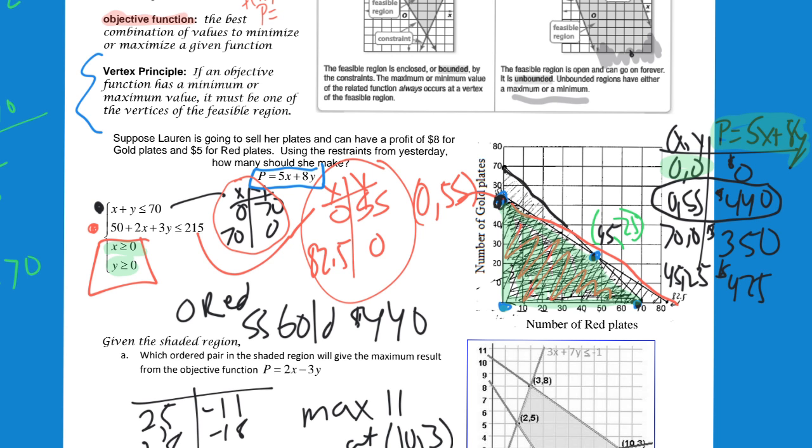It says, how many plates should she make? Well, they're all valid options. There's a lot of values that she could do. But if her objective is to make a profit, her profit is $5 for every red plate and $8 for every golden plate. And so we're going to plug the vertices of the darkly shaded region into the objective function and see how much money she would make based on each one. So 0, 55 is going to be up here, and that will give her $440. And then over here is 70, 0, and that gives her $350.